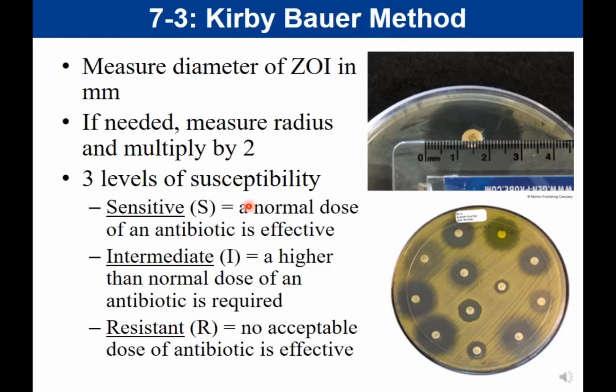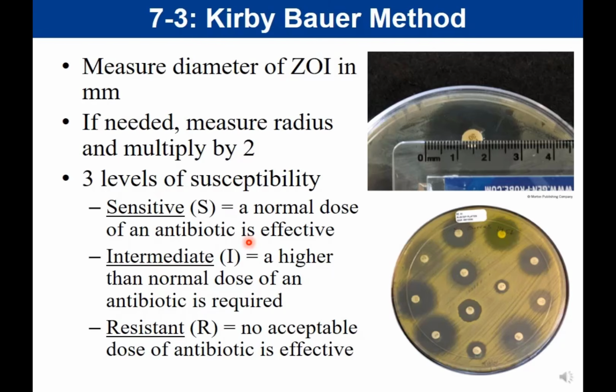Now, you want to understand these 3 levels of susceptibility. So if the bacteria is sensitive, right, you're going to have a big clearing around the disc. And that tells us that a normal dose of the antibiotic would be effective. If, on the other hand, you get a readout of it being intermediate susceptibility, that means that a higher than normal dose of the antibiotic is required, right?